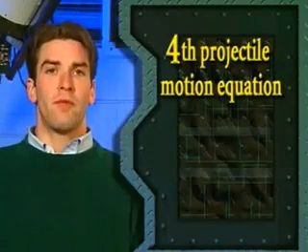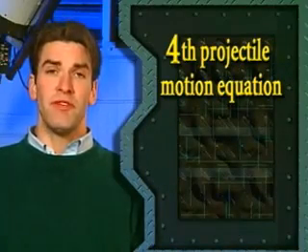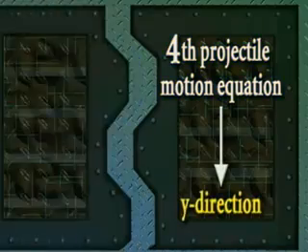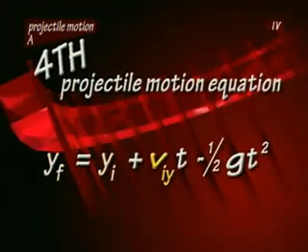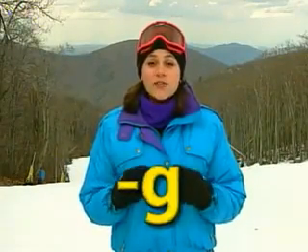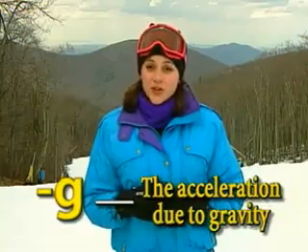The fourth projectile motion equation tells us the displacement of an object in the y direction. Y final equals y initial plus the y component of the initial velocity multiplied by time minus 1/2 gravity times time squared. Or y sub f equals y sub i plus v sub iy times t minus 1/2 gt squared. If you're having trouble remembering where the minus signs are in these equations, they're only in front of little g, the acceleration due to gravity.